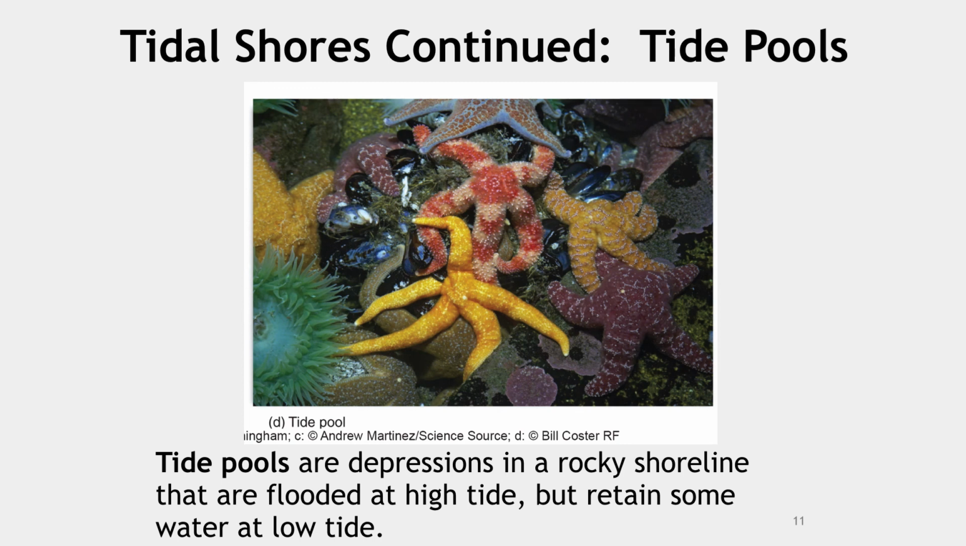Tide pools are depressions in a rocky shoreline that are flooded at high tide but retain some water at low tide. These areas remain rocky where wave action prevents most plant growth or sediment accumulation. Extreme conditions with frigid flooding at high tide and hot, desiccating sunshine at low tide make life impossible for most species. But the specialized animals and plants that do occur in this rocky intertidal zone are astonishingly diverse and beautiful.